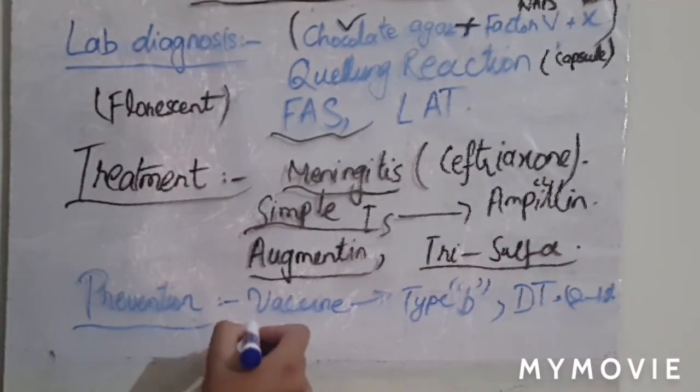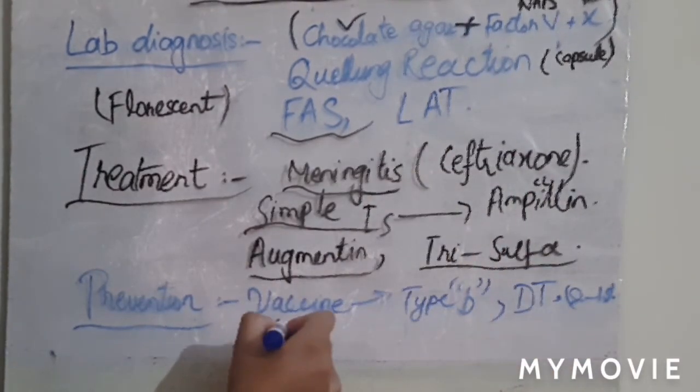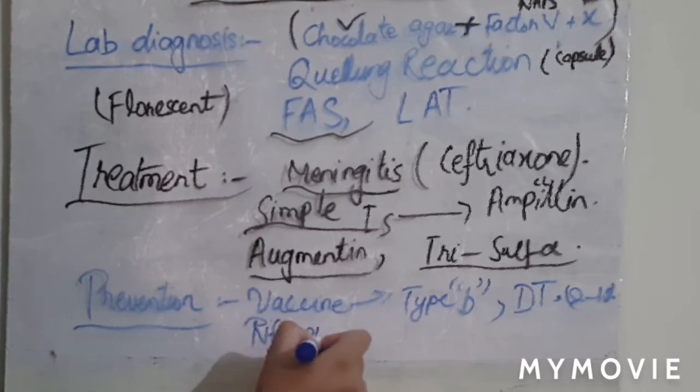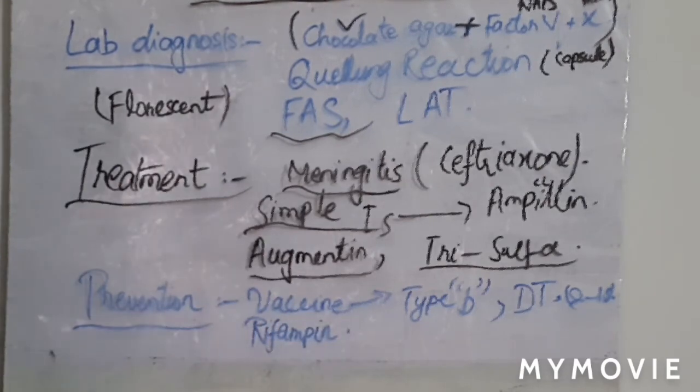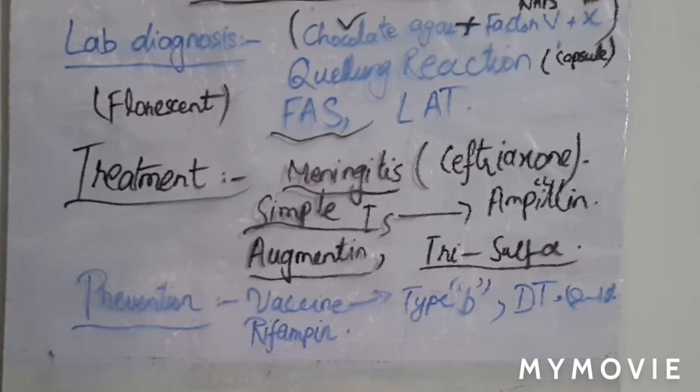Furthermore, rifampin also prevents the spread of Haemophilus influenzae. This is all about Haemophilus influenzae.